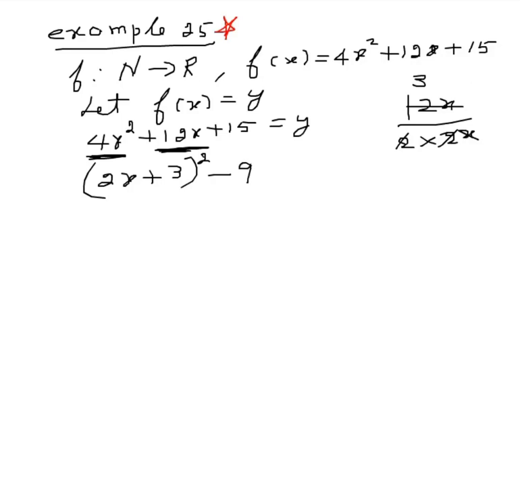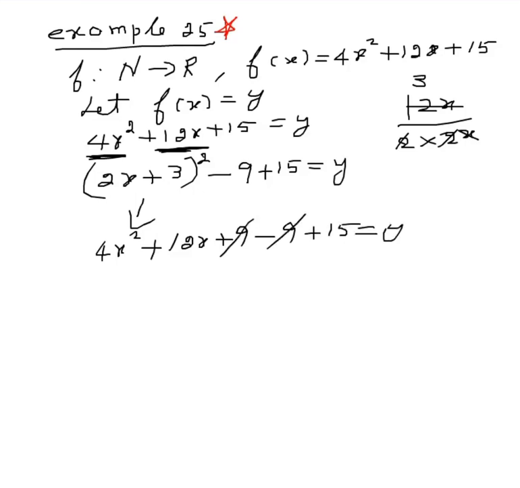Subtract the b square term and plus 15 equals y. Now expand and check. See, the a square term, the 2ab term, 2 into 2x into 3, 12x, and the b square term is 9. To cancel that we are writing minus 9. See, we get back the original equation. Okay, it's correct. Completion of squares we have done.